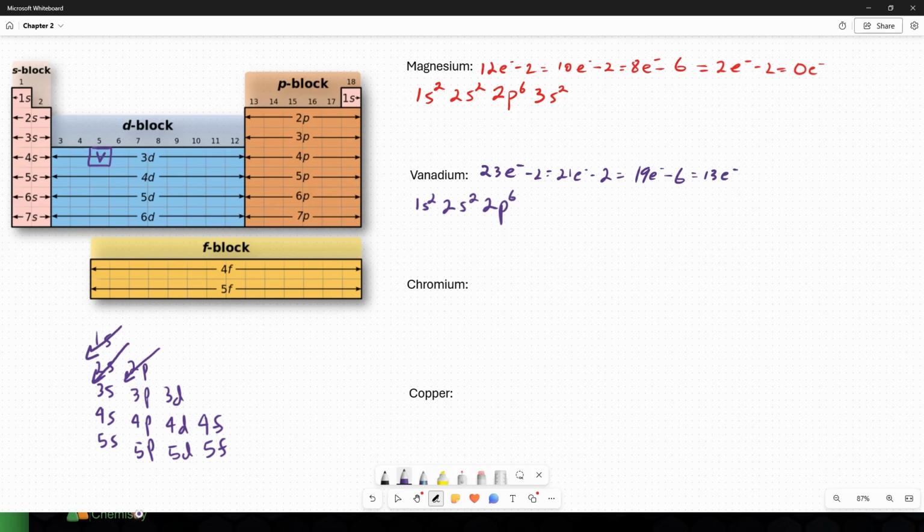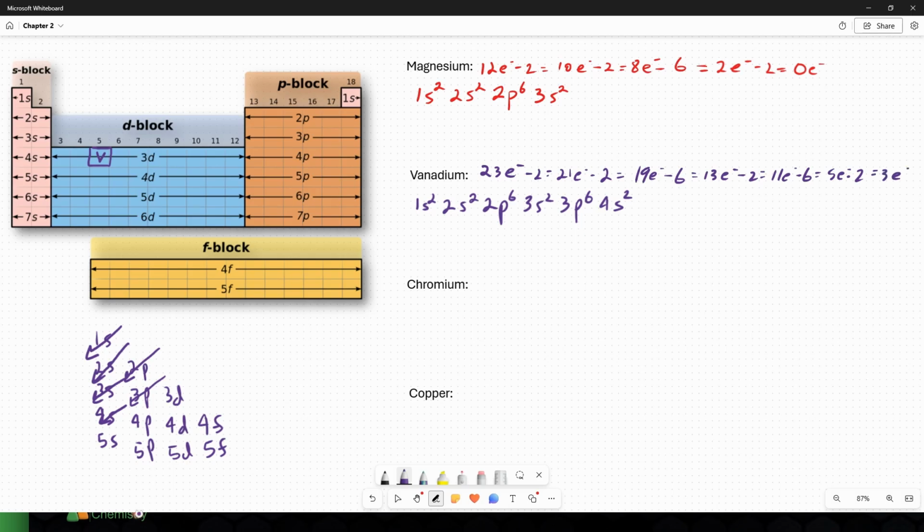If I can do my math right, yeah. Then 3s is the next one. 3s, and again, that's a maximum of 2. So minus 2, that's 11 electrons. Then it's 3p, which can hold a maximum of 6 electrons. So minus 6, this is 5 electrons left. 4s after 3p. So 4s, which can hold 2 electrons maximum. So we have 3 electrons left.